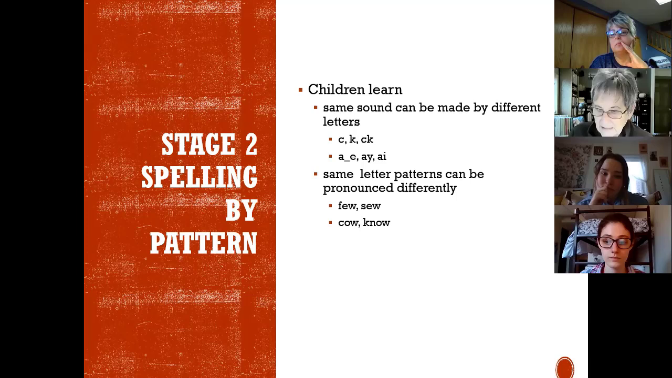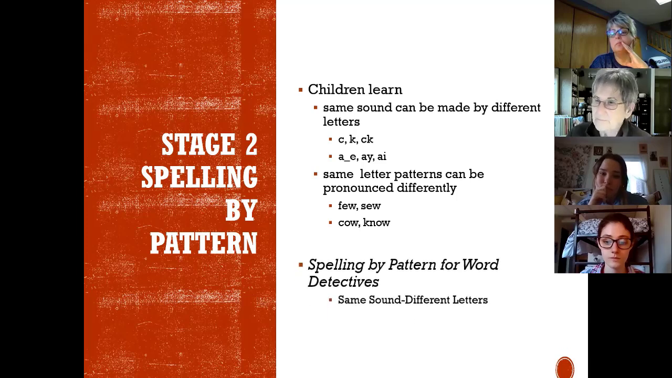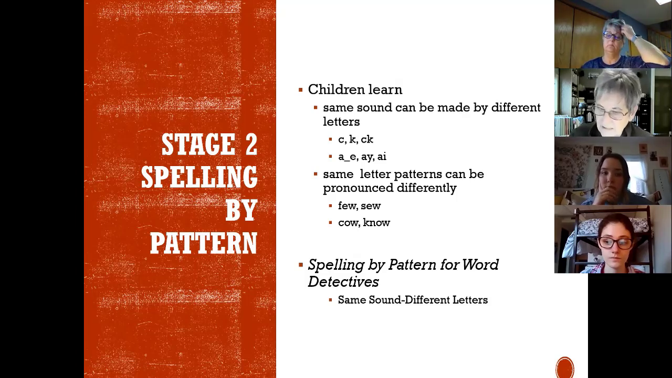In any case, this manual focuses almost exclusively on same sound, different letters. Because the point is, for the kids, if you hear a word and you don't know how to spell it, what are you going to guess? What spelling are you going to guess for that sound?